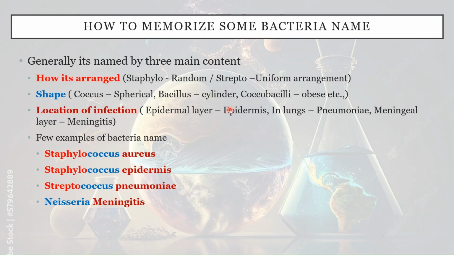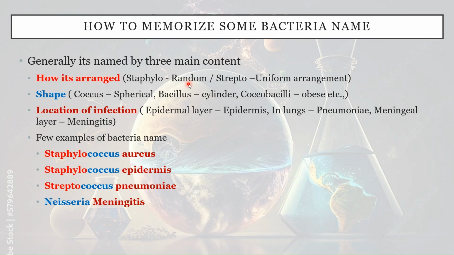So how to memorize the names of some bacteria? Bacteria are generally named based on three things only. What are they? How they are arranged, what the shape is, and what the location of infection is. Suppose the arrangement is of two types. One is Staphylo and another one is Strepto. Staphylo means random arrangement. Strepto means uniform arrangement.